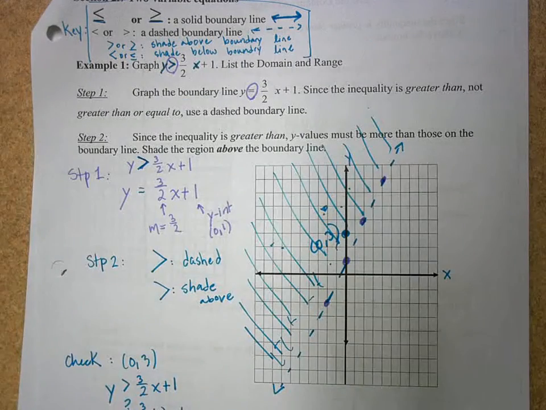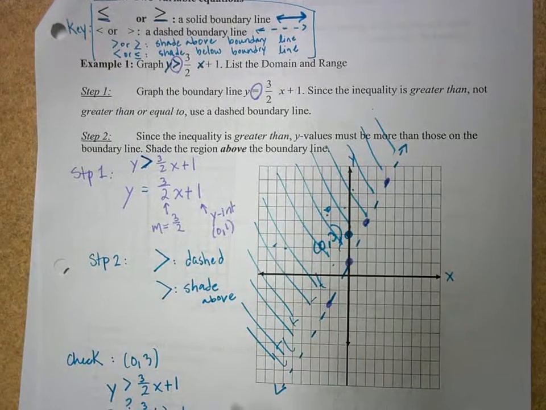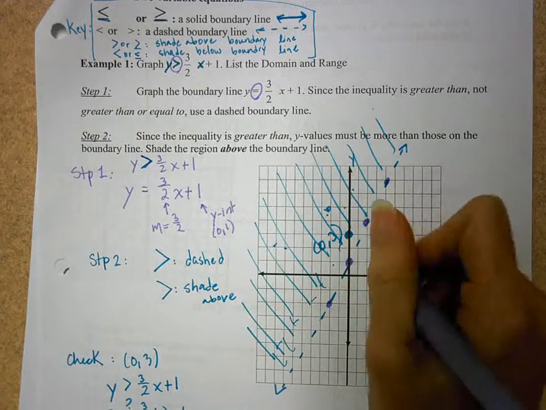0 times anything is 0, so is 3 greater than 1? Check. So 0, 3 should definitely be shaded. Look at the boundary line.